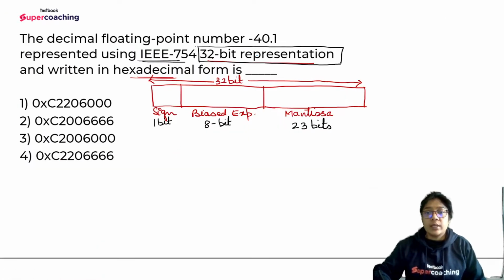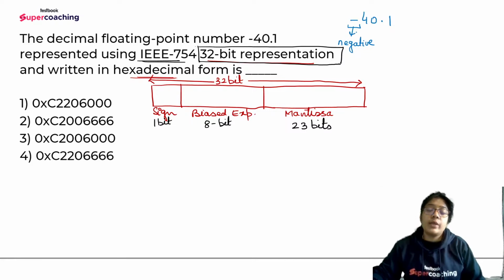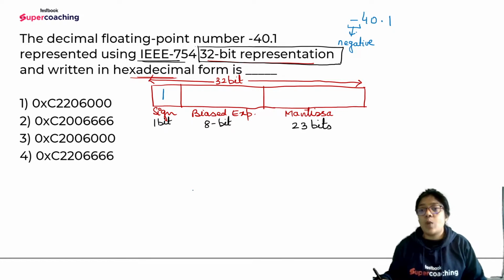So here we are given that the number is minus 40.1. सबसे पहले sign bit क्या आएगी? Sign is minus, so what should be the sign bit? Number is negative number, so sign bit will be... For positive number, we are using 0 and for negative number, we are using 1. So sign bit is 1.